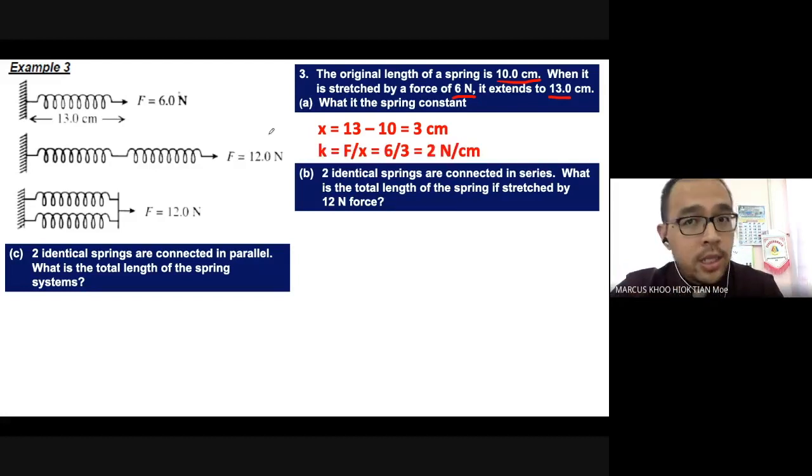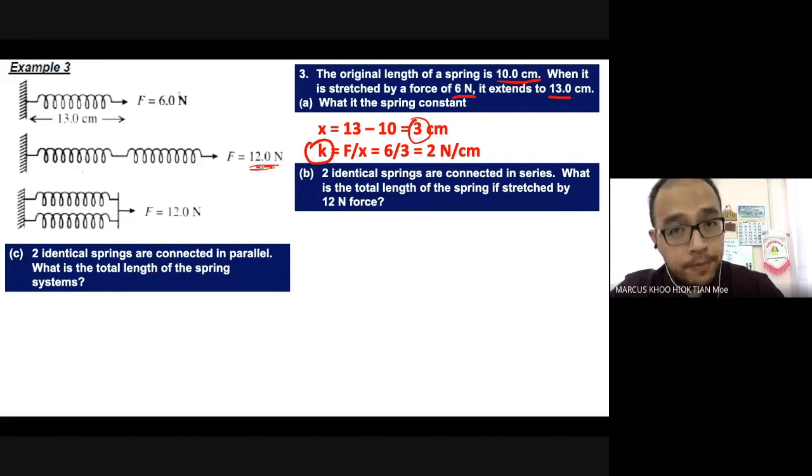So not necessarily to change it to meter, especially if everything is going to be in centimeters, right? Don't need to change lah. Okay, so 2 identical springs are connected in series. What is the total length of the spring if it is stretched by 12 Newton force? Okay, so this is where the K comes in lah. If it is 2 springs and it is 12 newtons, we have to consider 1 spring first. If 6 newtons will give you an extension of 3 cm, 12 newtons will give you what?